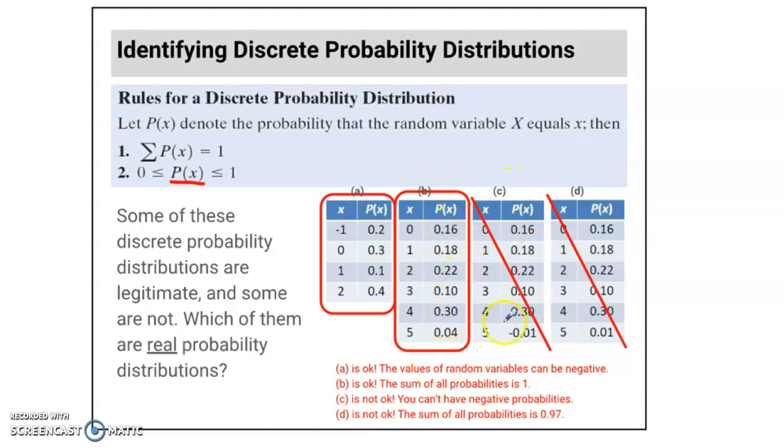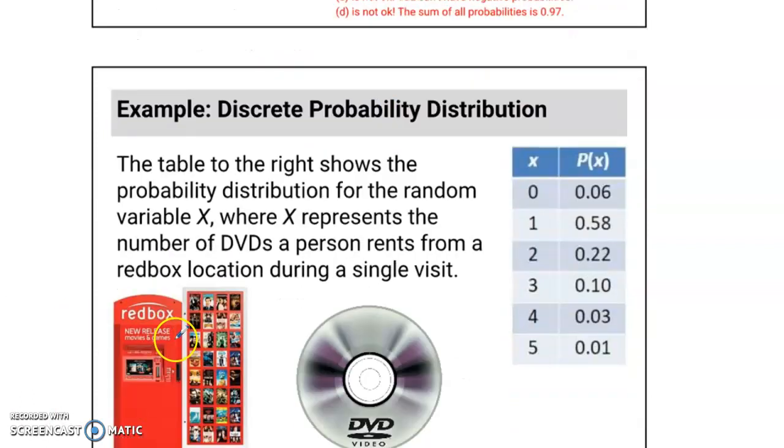For letter C, though, you can't have negative probabilities, and here's a negative probability. Remember, you are allowed to have a negative value as the value of the random variable x, but you can't have it as a probability. And here, if you added all these numbers together, you would not get 1.0, you would get 0.97. That's too small. Moving on here.